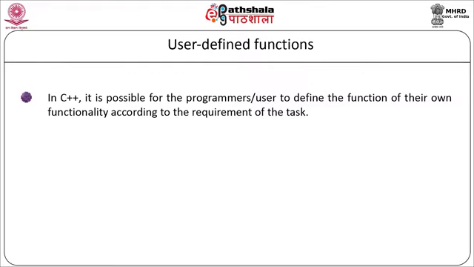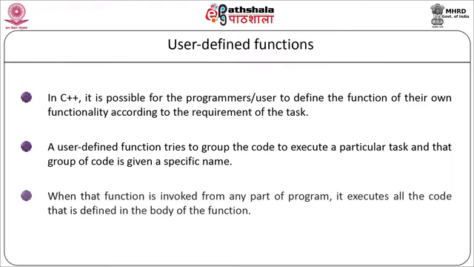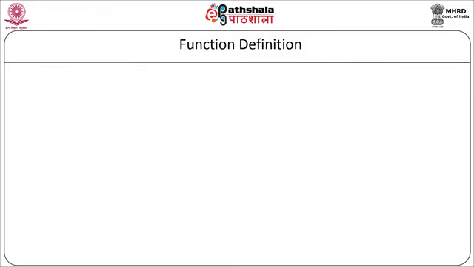User defined functions. In C++, it is possible for the programmer or the user to define functions of their own functionality according to the requirement of the task. The user defined functions group the code to execute a particular task, and that group of code is given a specific name. When the function is invoked from any part of the program, it executes all the code that is defined in the body of the function. Now let us see how the function is defined and what the syntax for the function definition is.